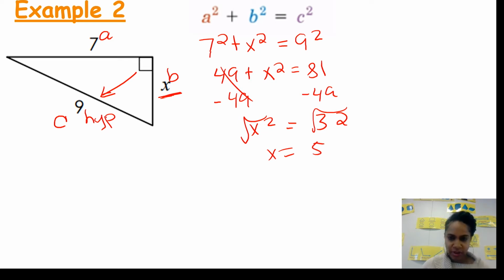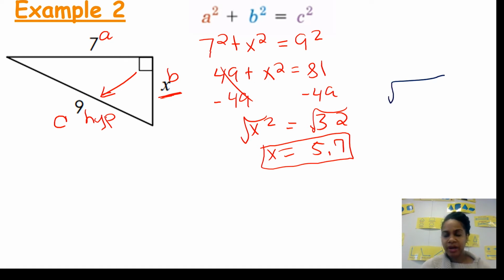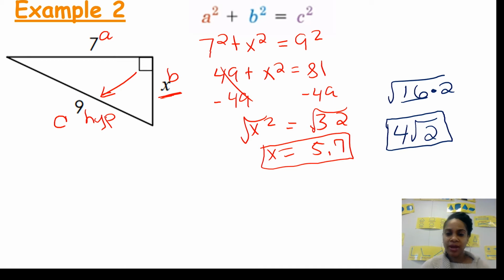And if I wanted to write it in simplest radical form, remember you find 2 factors of this number, so 2 factors of 32, and one has to be a perfect square. So factors of 32 are 16 and 2. The 16 is a perfect square, so I could take the square root of 16, that would be 4, and leave my imperfect square under the radical. So I've written my answer in simplest radical form and a decimal.